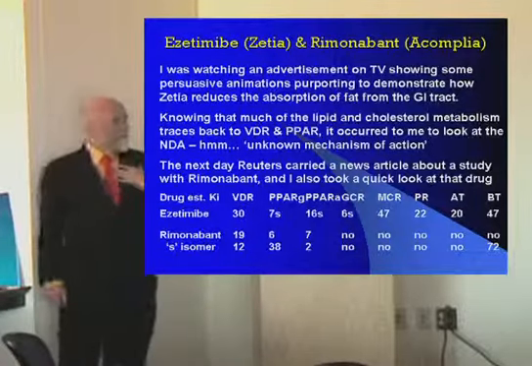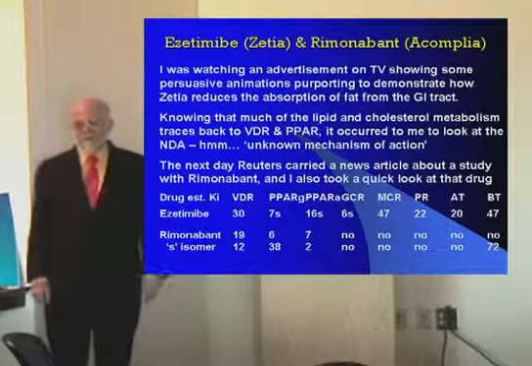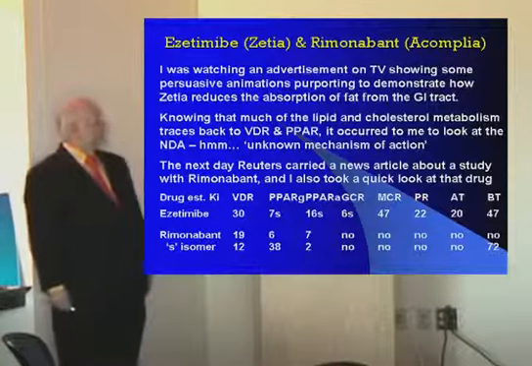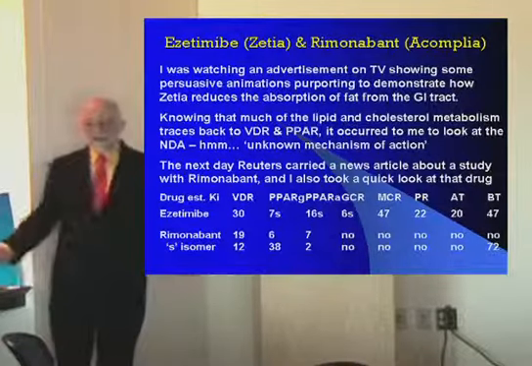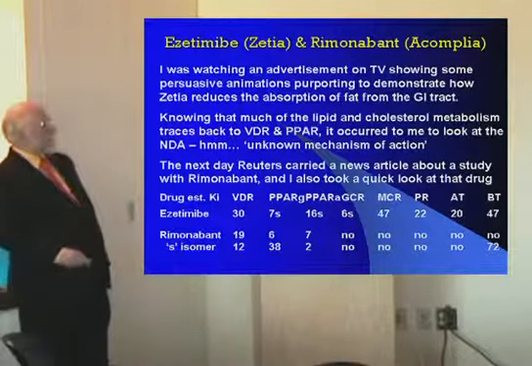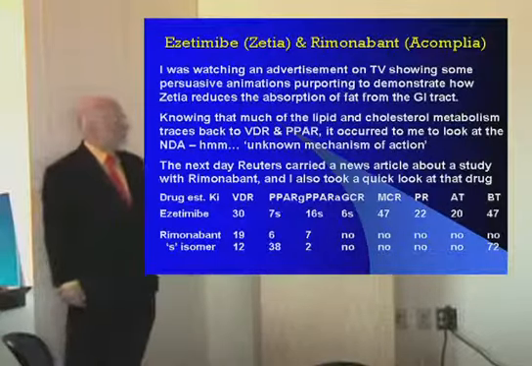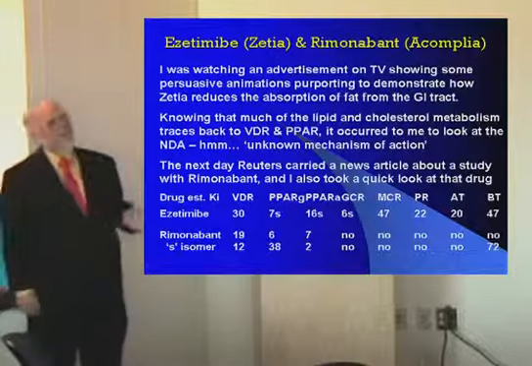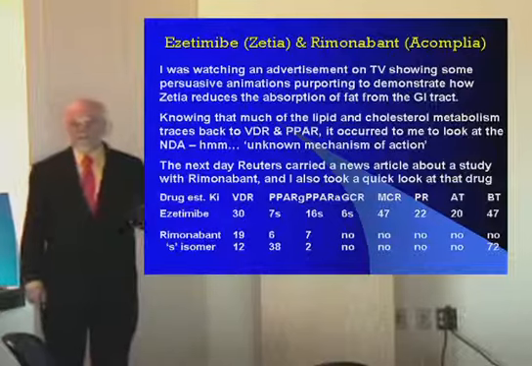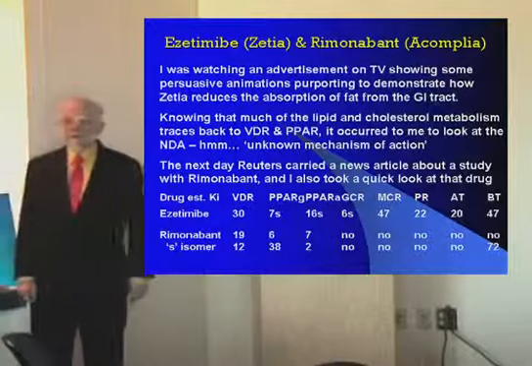And since I know that the lipid and cholesterol metabolism, much of it traces back to the VDR and PPAR, it occurred to me to look at the NDA. And when I looked up the NDA on ezetimibe, I found unknown mechanism of action. So we ran a scan on ezetimibe. And the next day, Reuters carried a news article about a study with rimonabant, which, if I recall, had caused an average of 15 pounds of weight loss in a year in a particular cohort. And I also took a quick look at that drug as well.